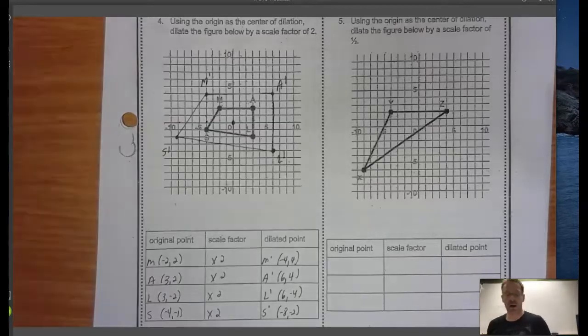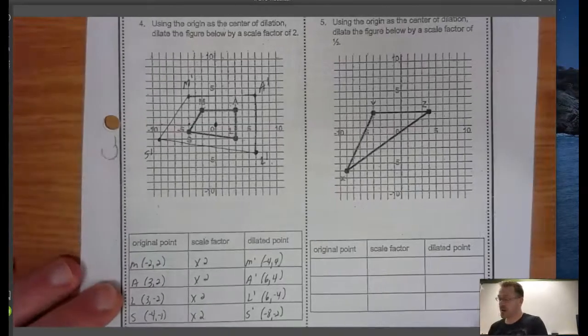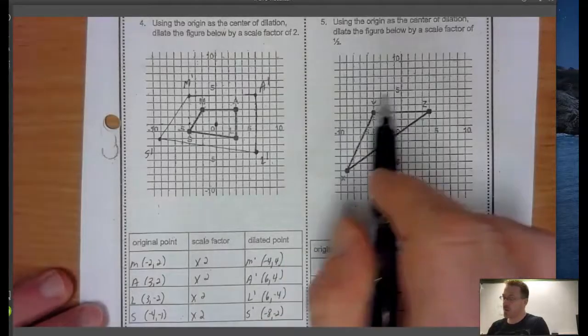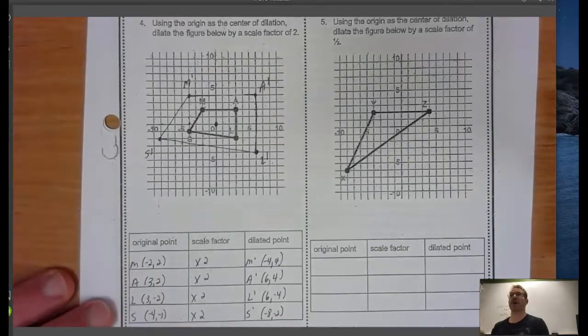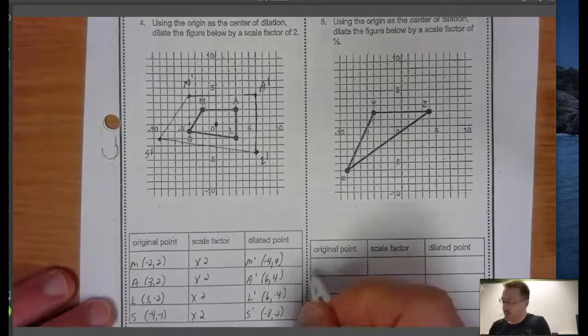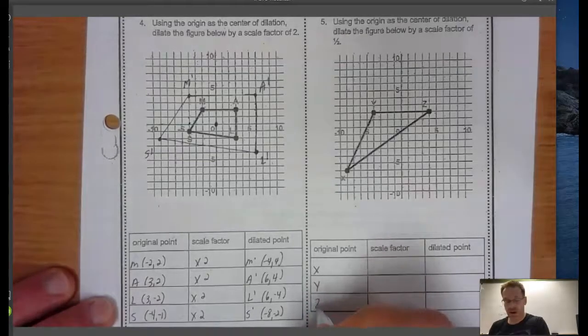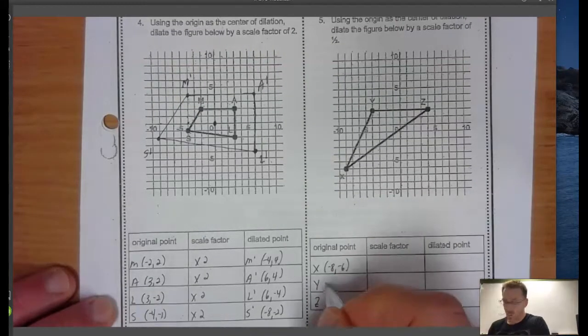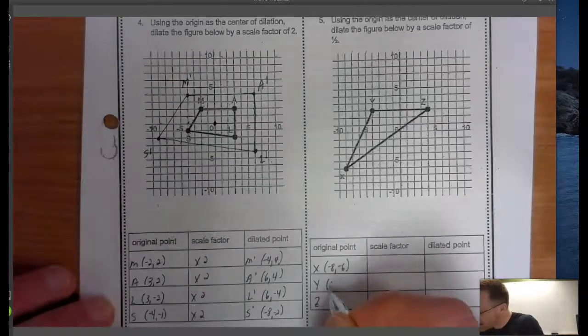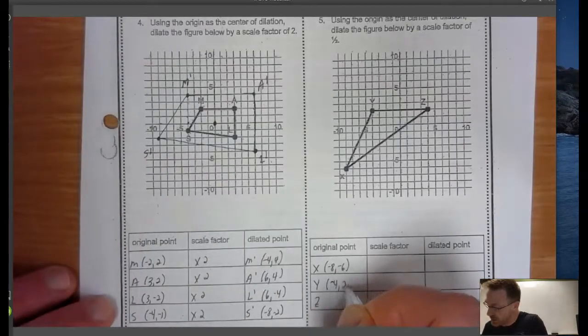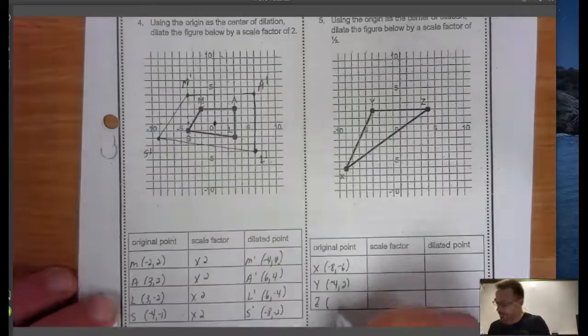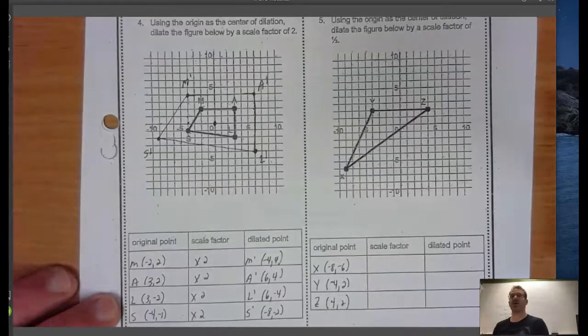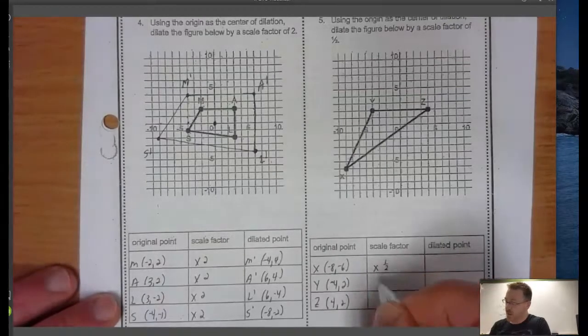Let's go through and do number 5 together, and then we'll be finished for today with this video. So now we're going to dilate with a scale factor of 1/2. Once again, if I look at my 3 points, x, y, and z, x is -8, -6, y is -4, 2, and then z is 4, 2. Our scale factor is 1/2, so I'm just going to multiply everything by 1/2. And that's going to make our coordinates smaller.